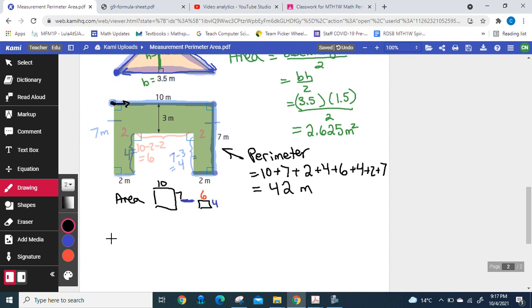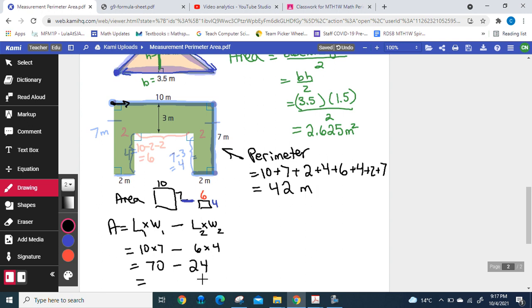So the area of a rectangle is just length times width. So I've got my length times my width of the big one, minus the length times my width of the smaller one. So one shape minus the second shape. That gives us 10 times 7 minus 6 times 4. So that means 70 minus 24, which gives me, what's that, 46 meters squared.